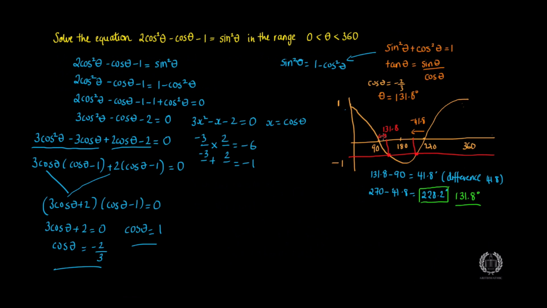So if you know that it's going 41.8 this way or up, for you to get from 270 to this breakpoint, you're taking away 41.8 because the difference is constant. And that's it. That's all you do to find the angle.